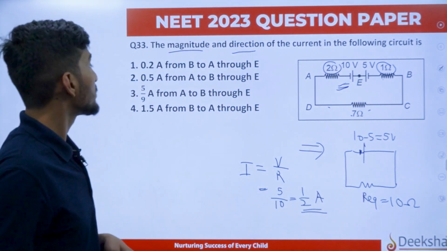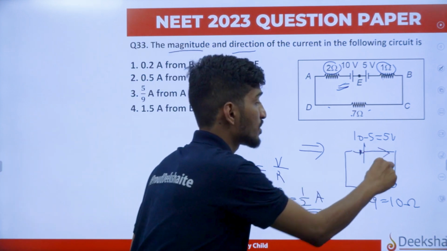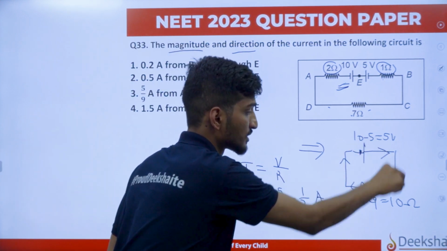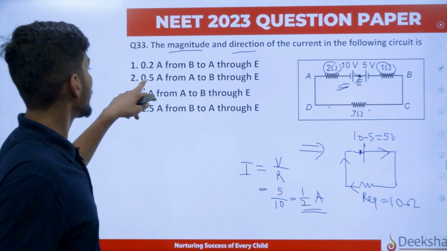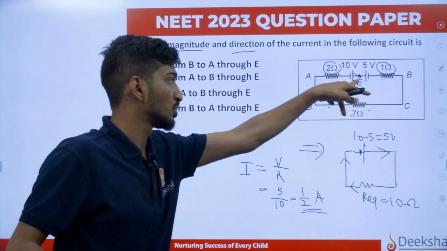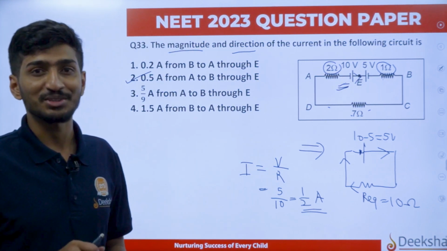So a current of half ampere will go from where to where? From the positive plate of the battery to the negative plate, like this. So it will go like this. So 0.5 ampere from A to B through E. So this should be the correct answer. Option number 2 should be the correct answer of this question.